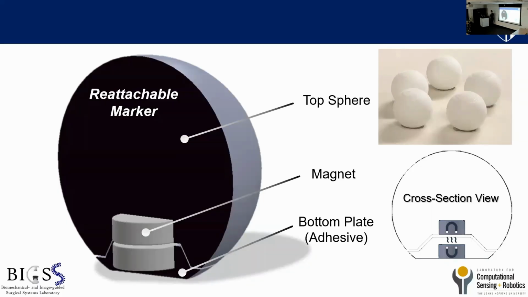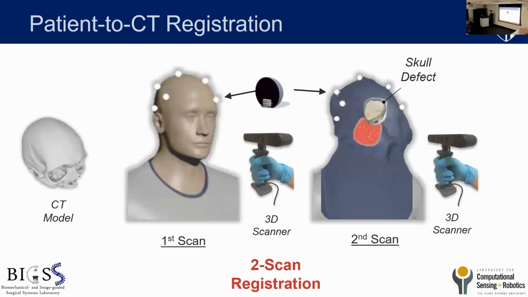It has 2 parts, a top sphere and a bottom part, and inside them there are 2 small magnets that hold them together. And this is a cross-section view. The bottom part can be adhered to the patient's skin. When the patient comes in for the surgery, we attach these reattachable fiducial markers on the patient and perform a first 3D scan. Then after draping and craniotomy, we can reattach these fiducial markers back to their original locations, but on top of the drapes.